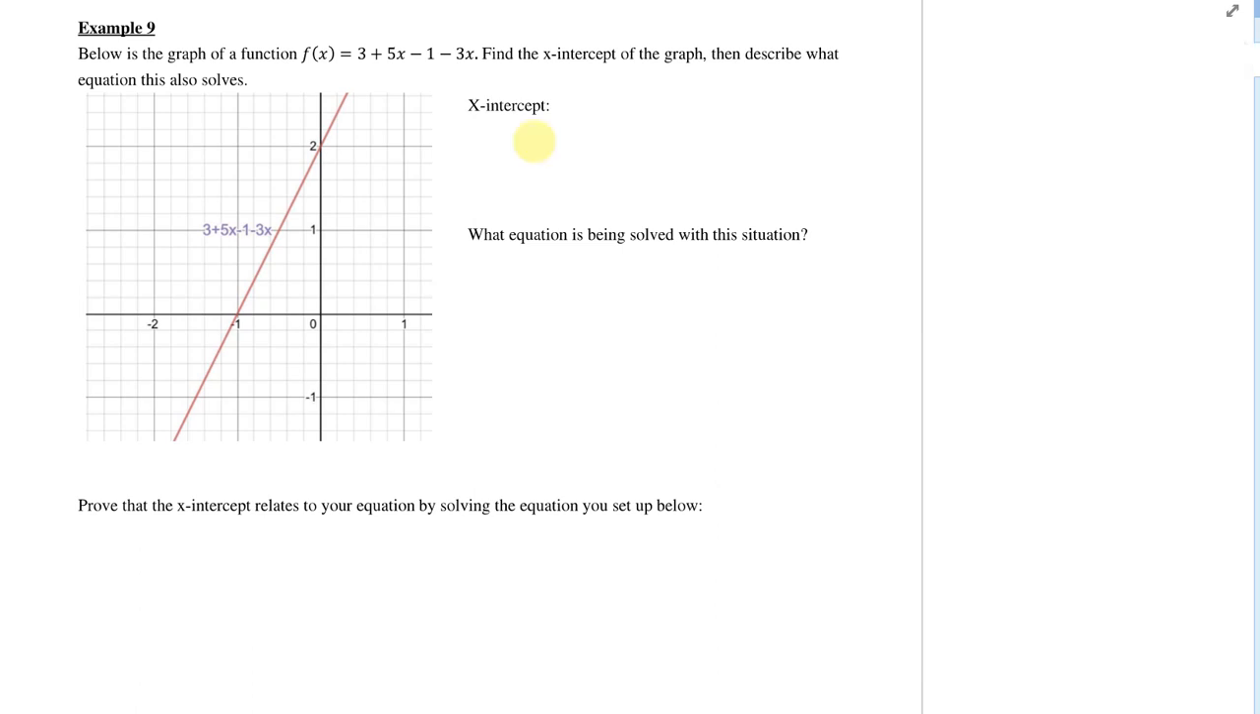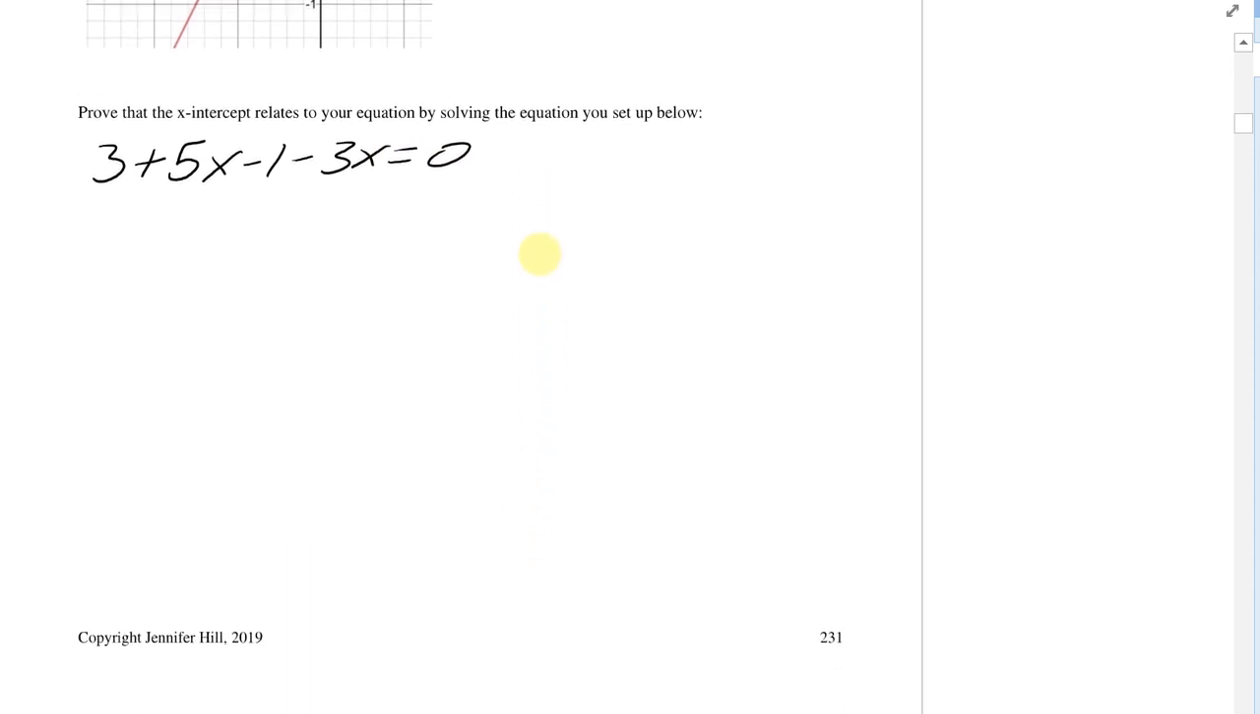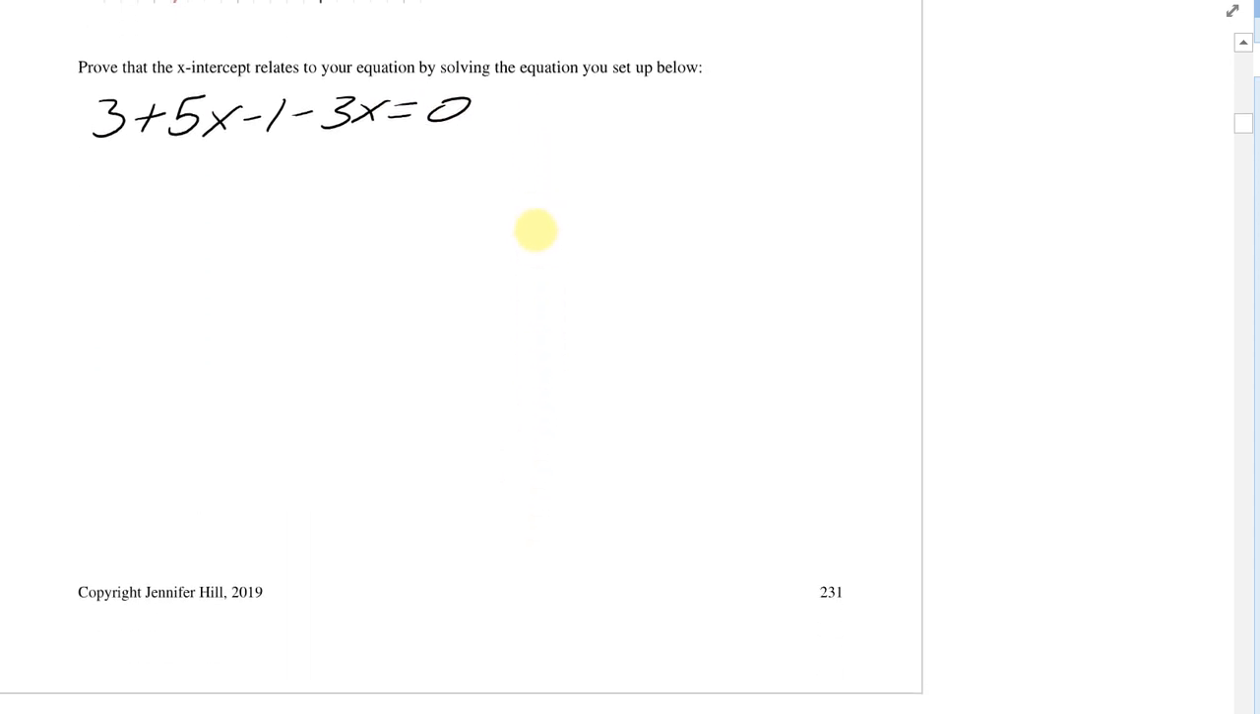So here my x-intercept is negative 1, 0. So then what that means is I've got this 3 plus 5x minus 1 minus 3x. I should be able to set this equal to 0, and then the solution is x equals negative 1. So now what I want to do is solve this below. So let's see, I'll write this out. 3 plus 5x minus 1 minus 3x equals 0. So let me give myself some space. And so now let me solve this.